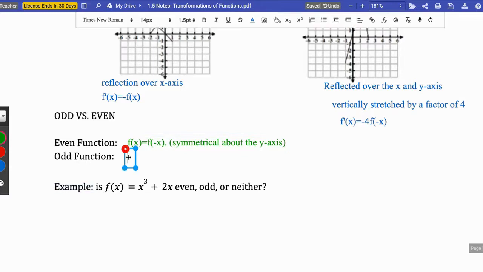The next one we're going to look at is odd functions. We say a function is odd if f of x, the original function, is the same thing as negative f of negative x. Basically if it's been reflected twice, it will still give you the same function. And graphically what this looks like is that these are symmetrical about the origin.